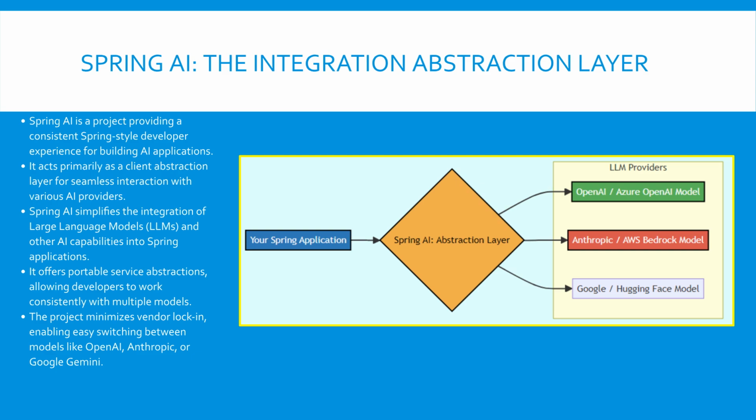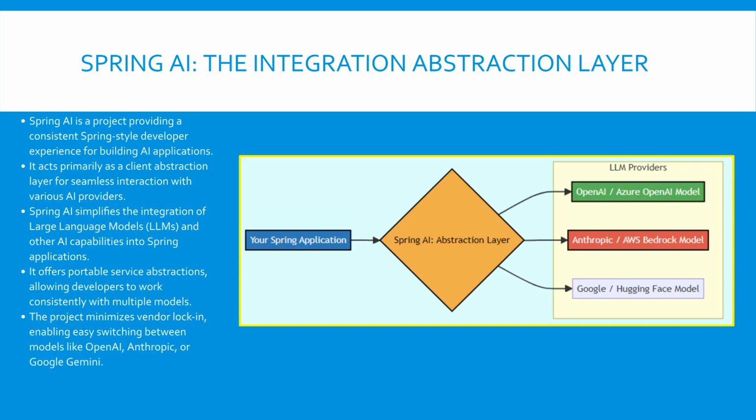This diagram illustrates the core role of Spring AI in the modern application architecture. On the left, we have your Spring application, containing your core business logic. This application needs to communicate with external AI services, which are represented on the right side. The central component, highlighted in orange, is the Spring AI abstraction layer. This layer acts as the consistent interface for all interactions.